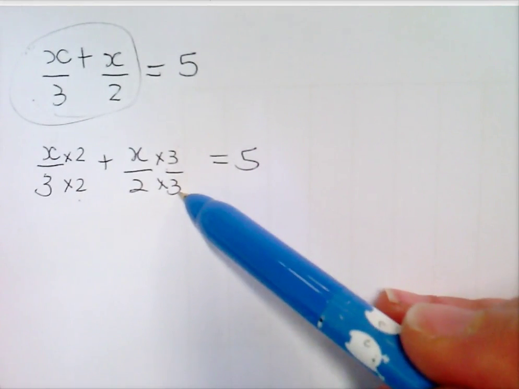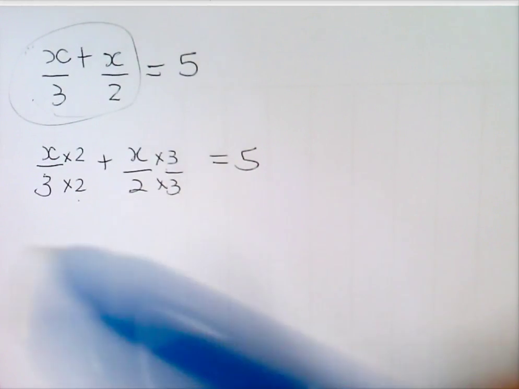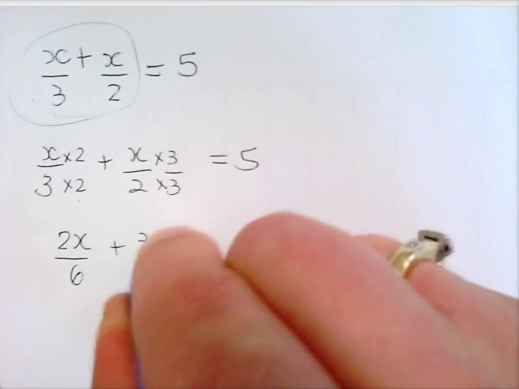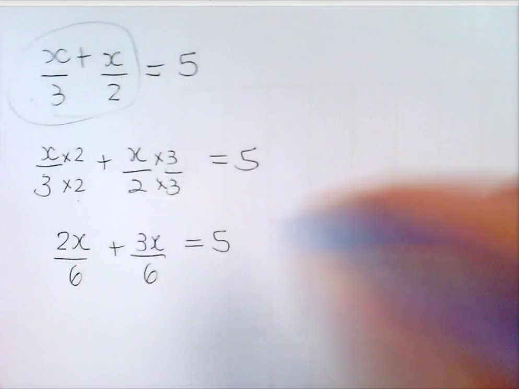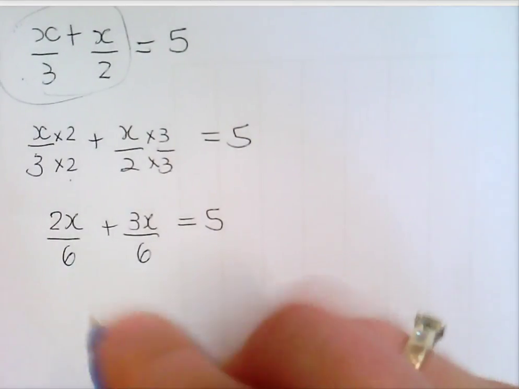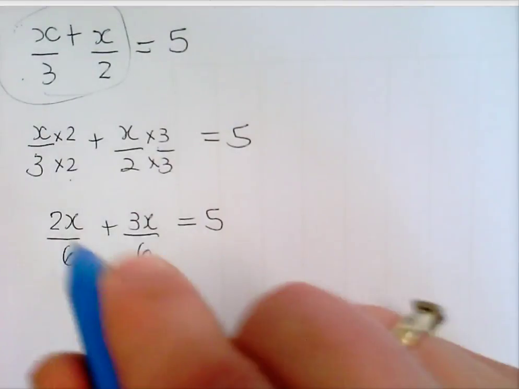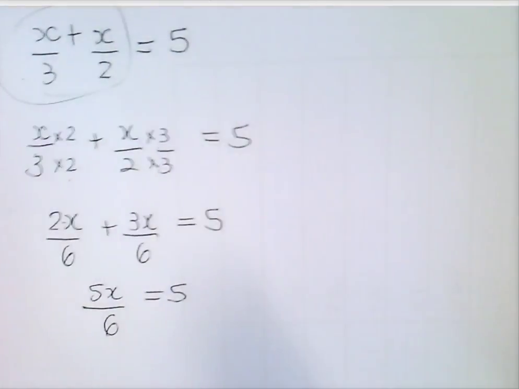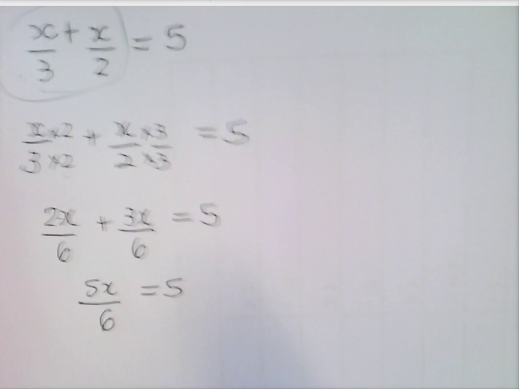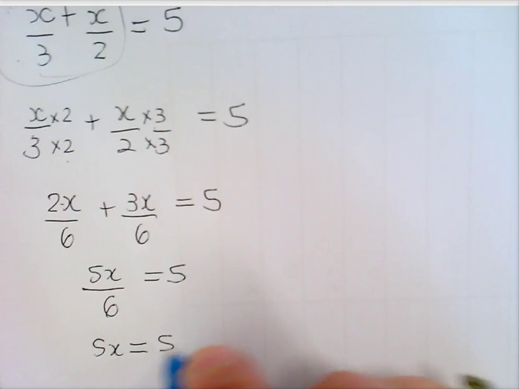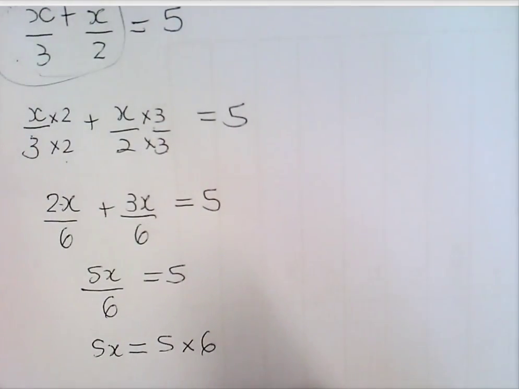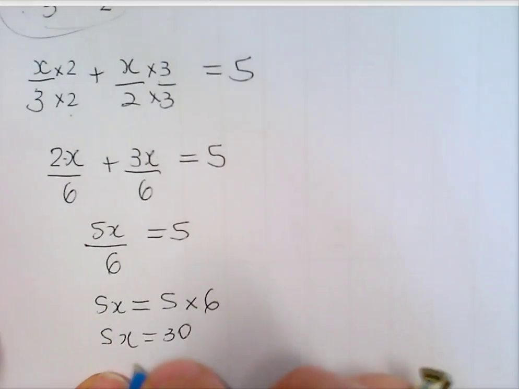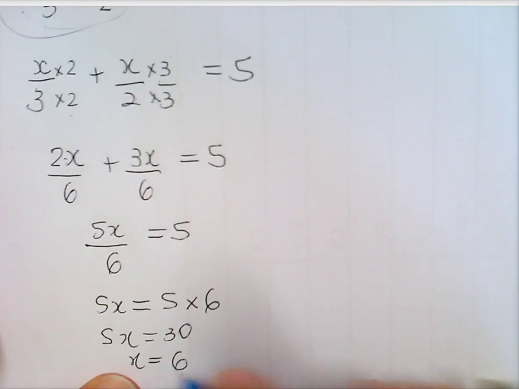Multiplying by 3 over 3 is not changing the value of the fraction, it's just multiplying by 1. So they get 2x over 6 plus 3x over 6 is 5 by making a common denominator. Now that the denominator is 6, 2x plus 3x is 5x over 6 equals 5. And 5x divided by 6, inverse operation of dividing by 6 would be to times by 6. So 5x is 30. Therefore, x equals 30 divided by 5, which is 6.